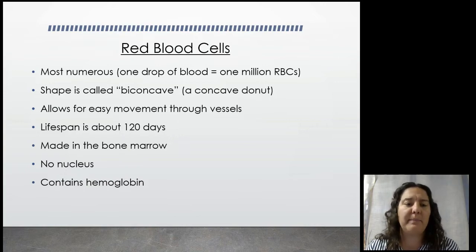The lifespan of a red blood cell is about 120 days, and it can't replicate itself because it does not have a nucleus. So red blood cells are made in the bone marrow. And one of the important things that red blood cells contain is a compound called hemoglobin.